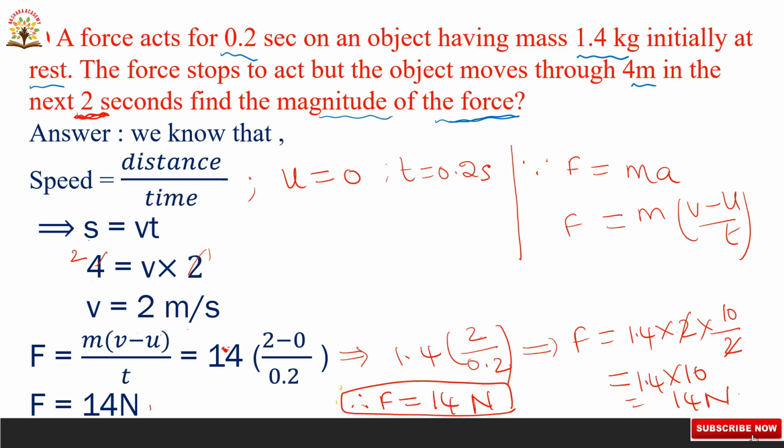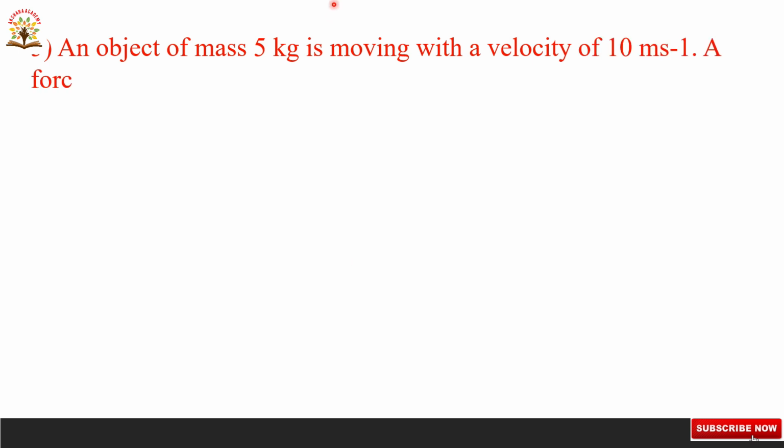Okay. Next we will go to the next question. In this question, an object of mass 5 kilogram is moving with a velocity of 10 meters per second.